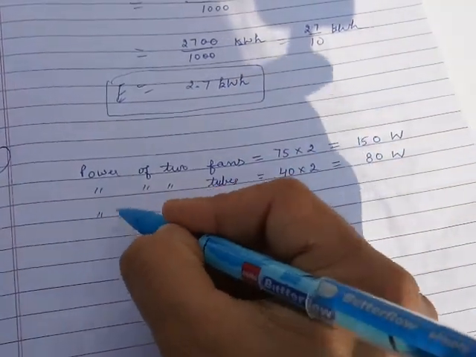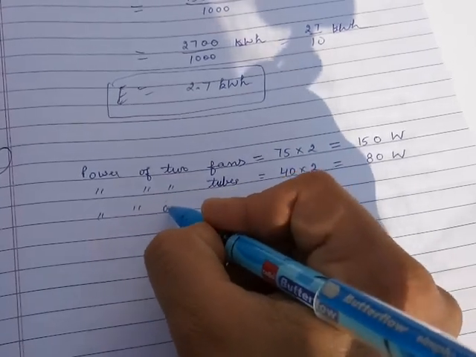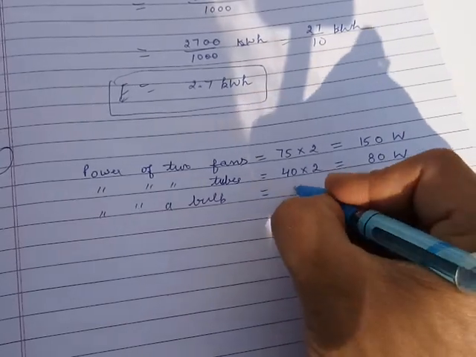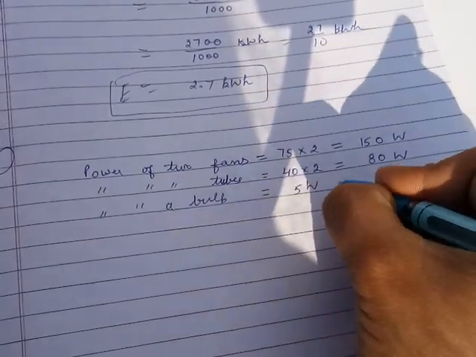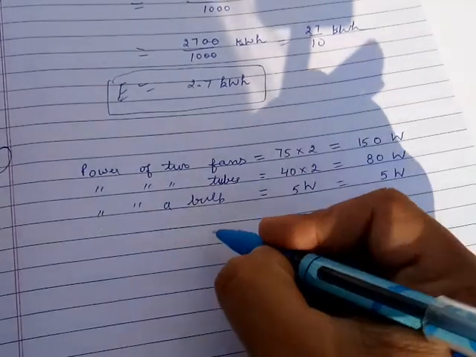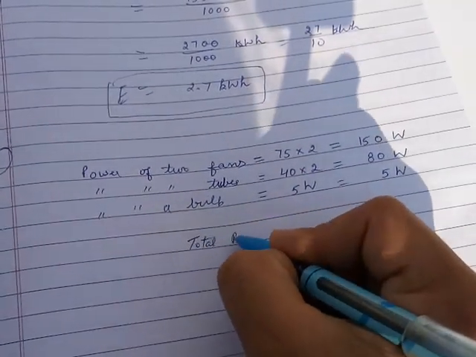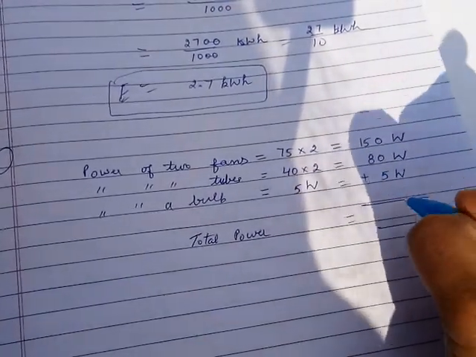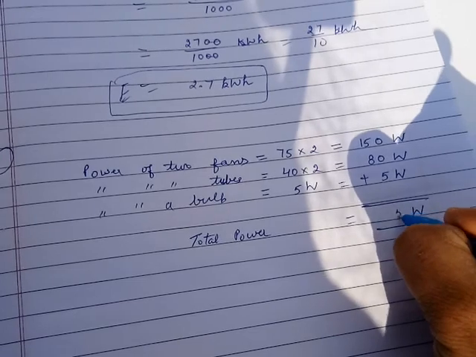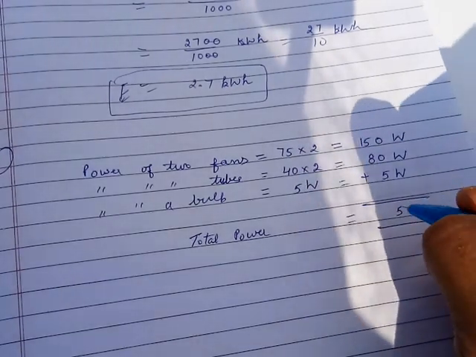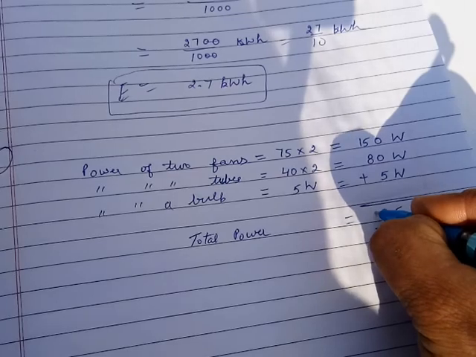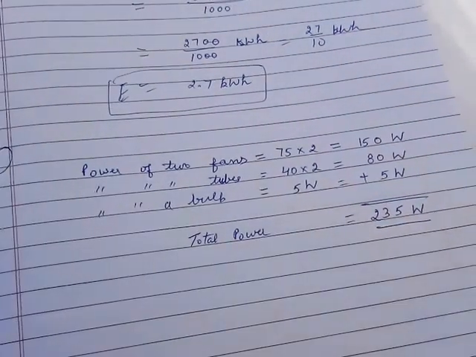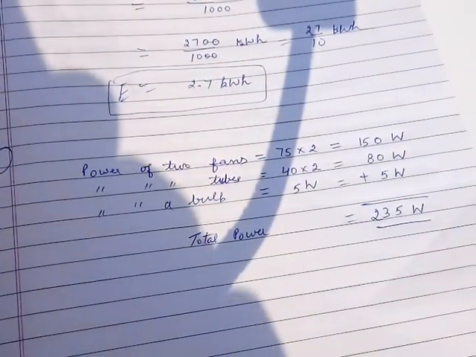Now power of a bulb is equal to 5 watt. Then total power consumed, just add it all. 235 watt power is consumed by Ashok's room.